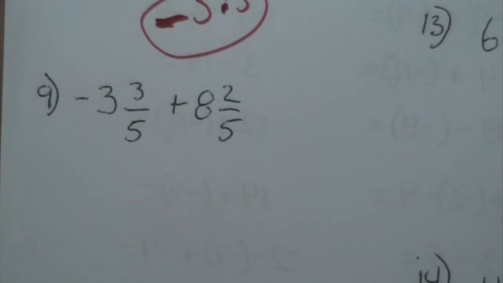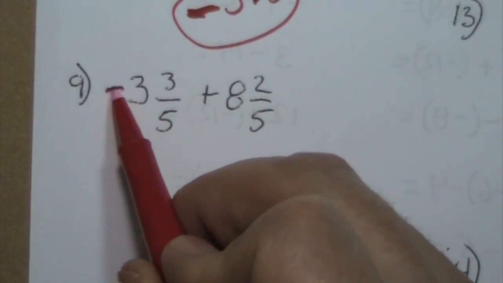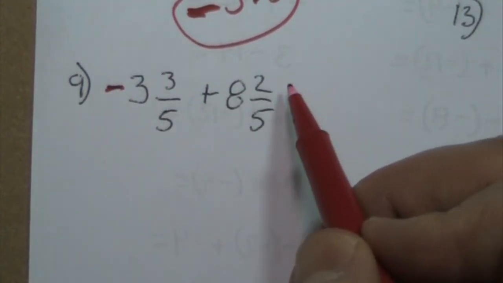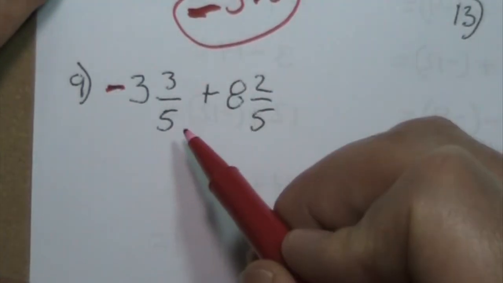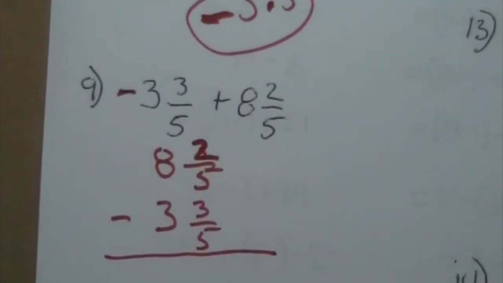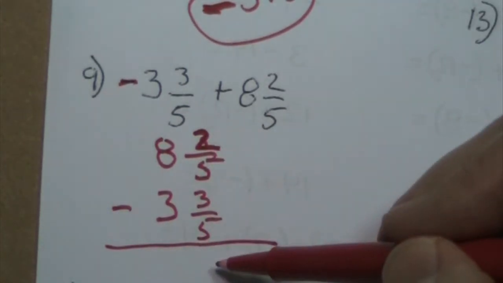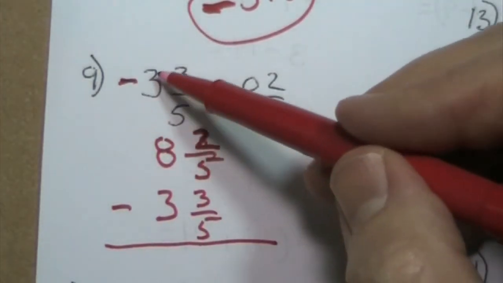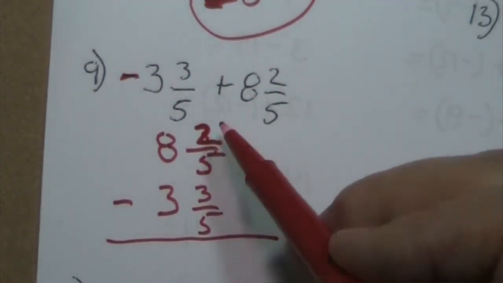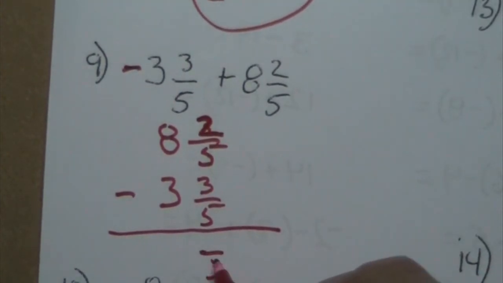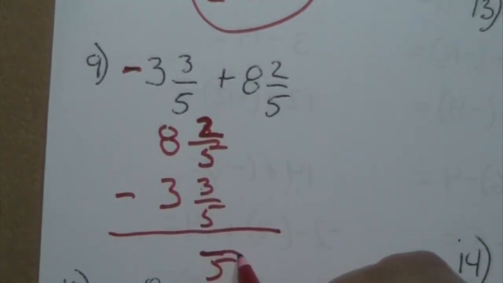All right, next one. You can see we have a common denominator here, but notice that this is negative. All right, and if it helps you, let's go ahead and I'll rewrite it another way. So if you want to, you could stack them if you wish. Stack them like so. 8 2/5, and this is negative, so that's the same thing as saying minus 3 3/5. Now notice that my denominator is 5, but I cannot do 2 minus 3. That would give me a negative. I can't do that. So I have to borrow.